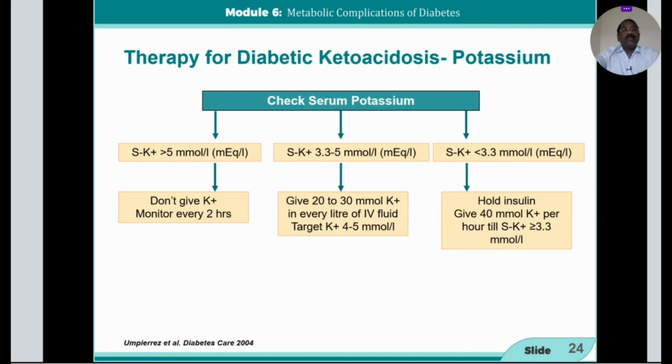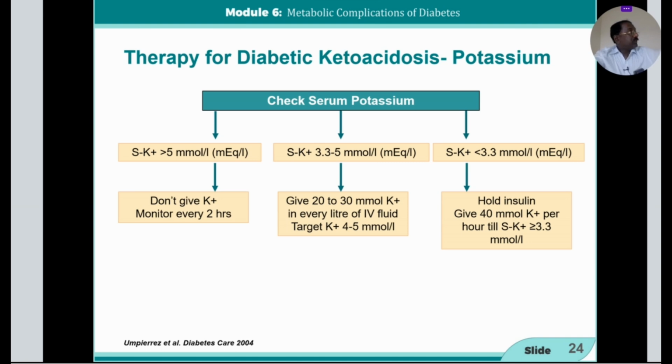Check the potassium levels. When the potassium is more than 5 millimoles, don't give the potassium. So the potassium is available in two ways. One is the oral form and the second one is the injectable form. Potassium chloride is available in the IV, and oral potassium is also available. Usually you give only the injectable one here. So when the potassium is more than 5, don't give the potassium supplementation.